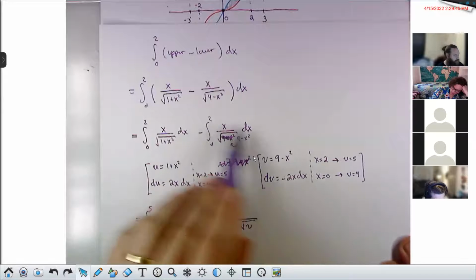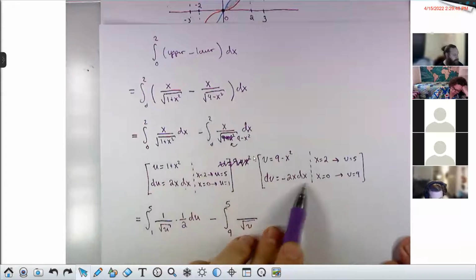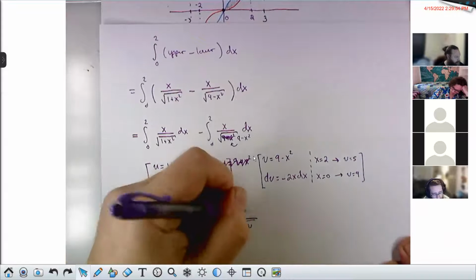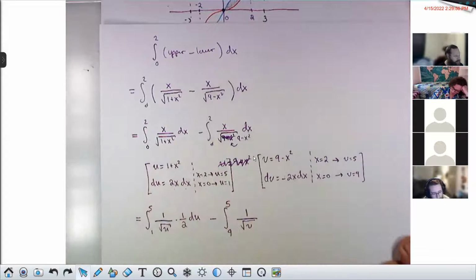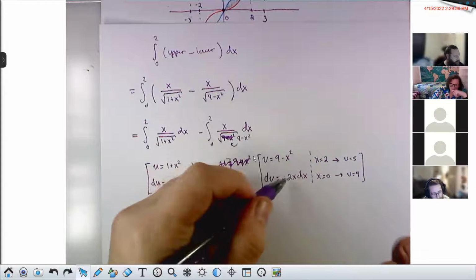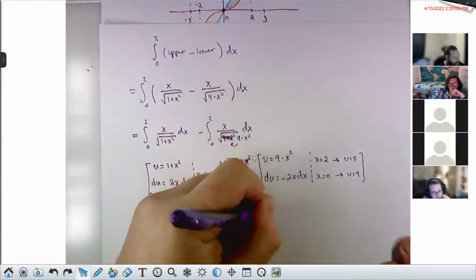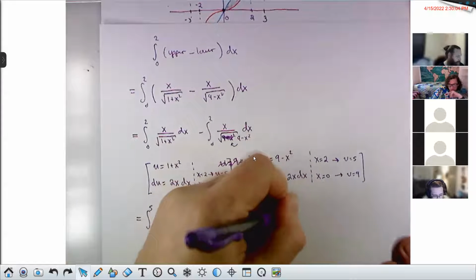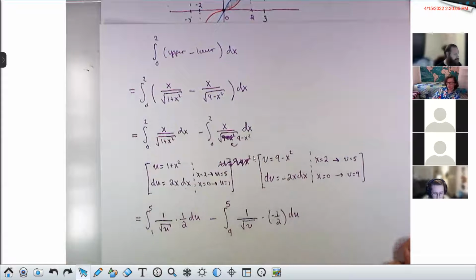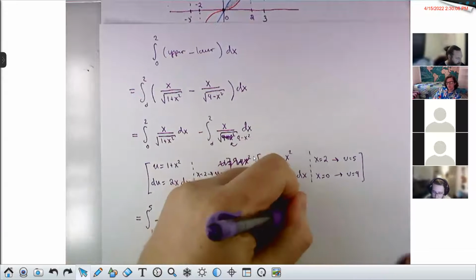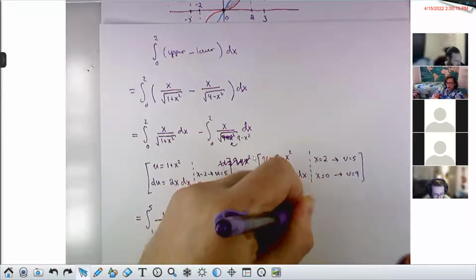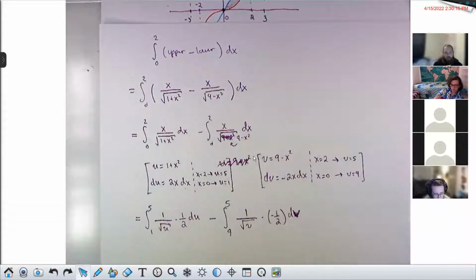Upstairs, again, I have an x dx, and again my differential has an x dx. So this x dx is going to get soaked up by dv. So I'm going to have just a 1 upstairs. This time, it's negative 1/2. Negative 1/2 dv is equal to x dx.